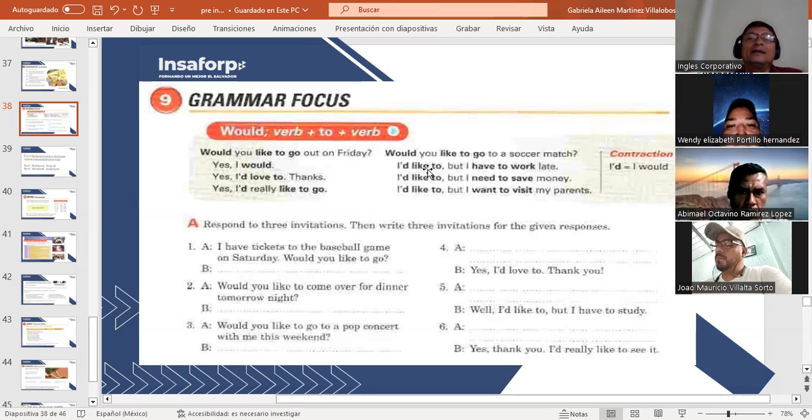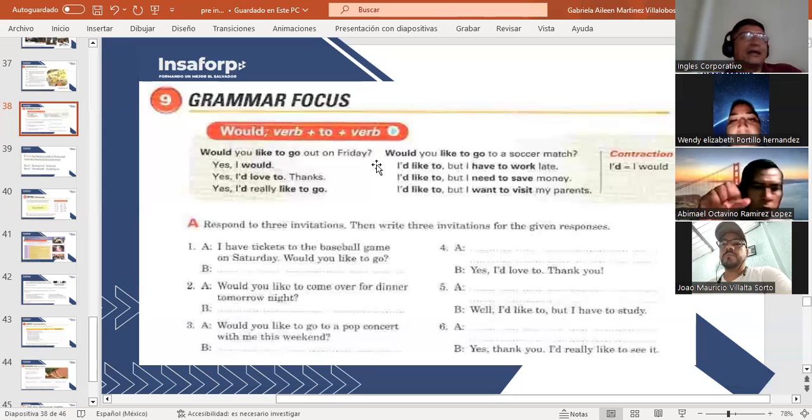Why is this like that? Because the question is polite. That's an invitation, and you don't have to be rude to answer, "No, I don't want to go." No, you have to be polite. Oh, I'd like to, but I have to do something. I have to work. I have to visit my parents. I have to go to the market, etc. Any reason, by any reason.